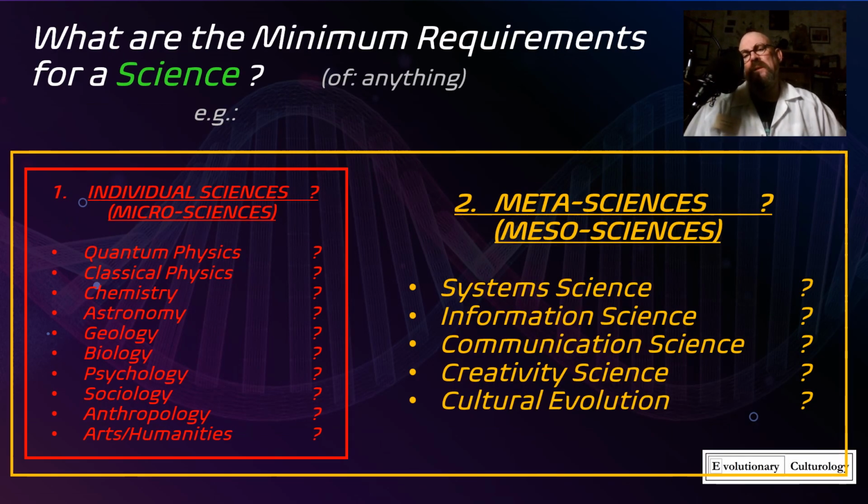But the question is, what are the minimum requirements for a science of anything? If you look on the left there, you've got your individual or micro sciences: physics, chemistry, astronomy, biology, etc. Then you've got the bigger ones, meta sciences or meso sciences, which apply to all those individual sciences: systems science, information science, communication science, etc. Because systems are made of energy, information, and matter, and they process energy, information, and matter. So systems, information science, and communication science, and the others become very important and can apply equally to all the individual sciences. Anyway, AvCult goes one step beyond that.